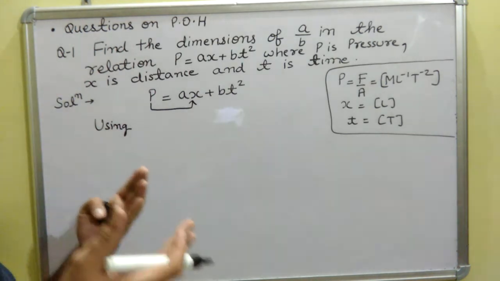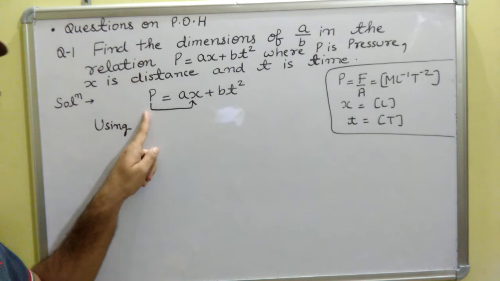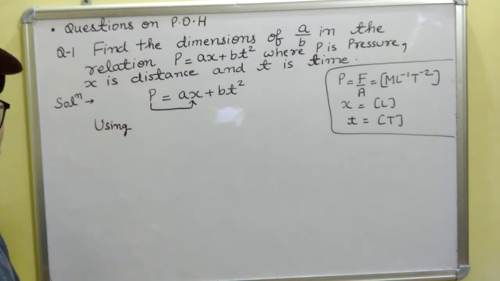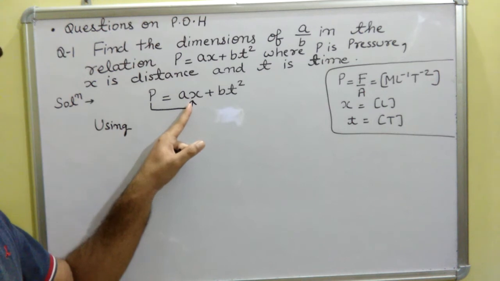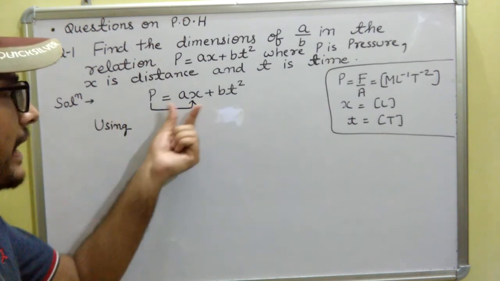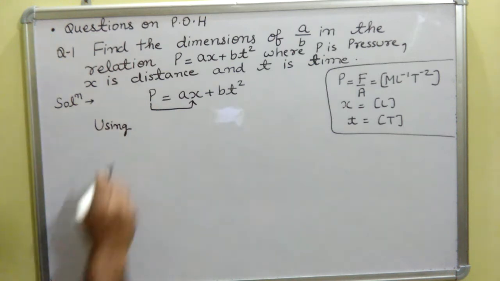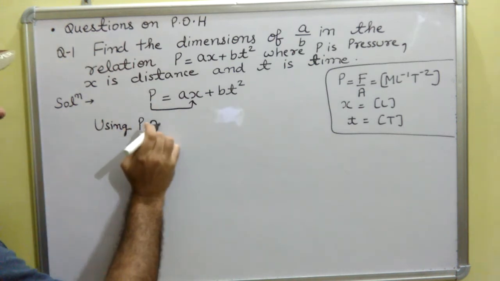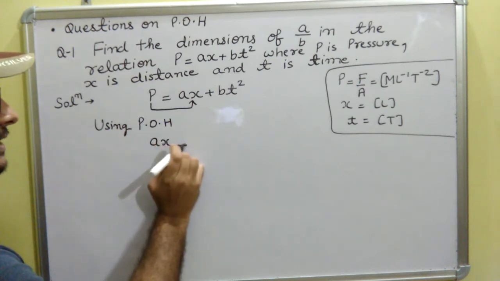Principle of homogeneity has already given us knowledge that whatever is the dimension of left hand side should be equal to the right hand side. Left hand side we have pressure, so right hand side should also be pressure, and the first thing I am getting on the right hand side is AX. So AX should also be equal to pressure. So using principle of homogeneity, your AX should be equal to pressure.